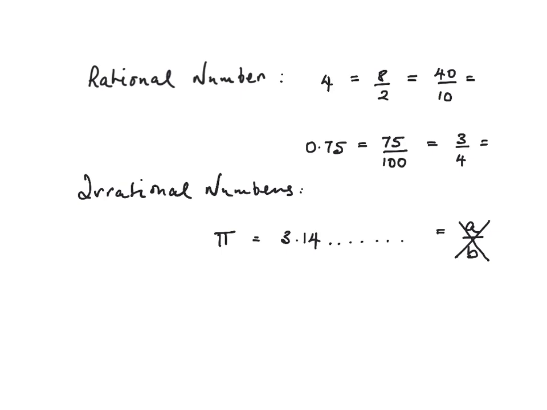And consider the square root of 3. Now the square root of 3 cannot be expressed in this form here. We cannot find any two numbers that divide to give us the square root of 3 exactly. So the square root of 3 is an irrational number, and it's this type of number in this form that we call a surd.